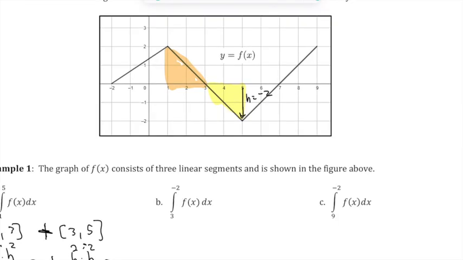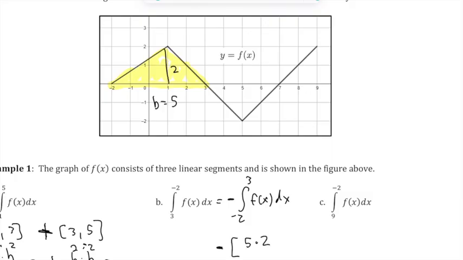Part B, I'm going to reverse the integral because, again, we want the lower boundary on the bottom and the upper boundary on top. So in this integral, we want the area from 2 to 3, which is the triangle in yellow. So again, my base here is going to be 5. My height is 2. So I have 5 times 2 divided by 2. And so we're going to get that this equals negative 5.